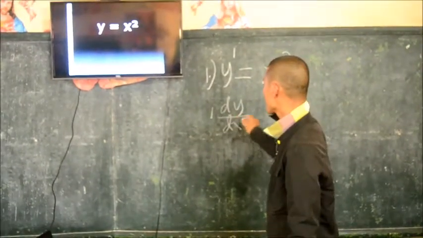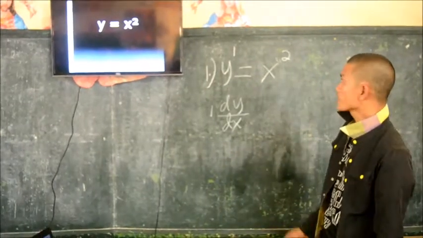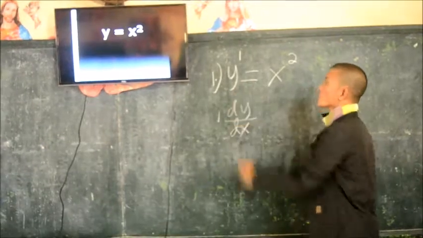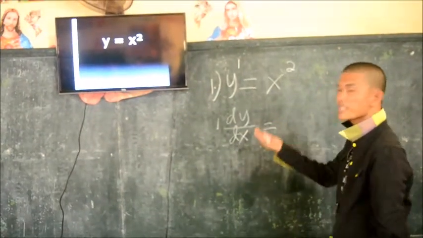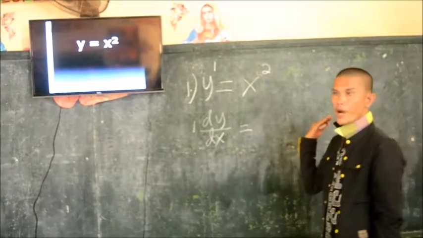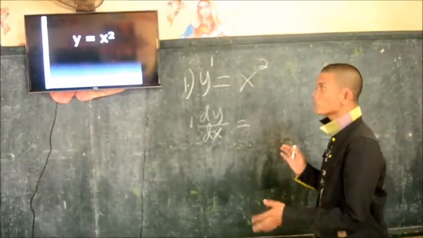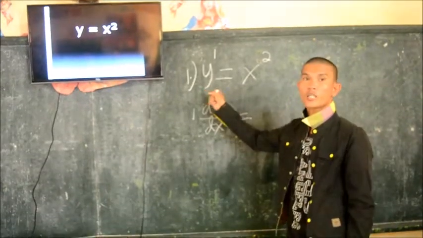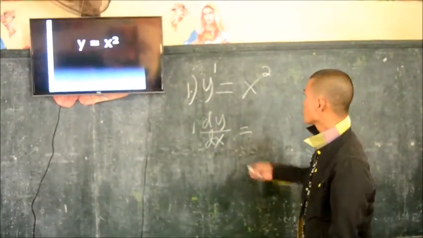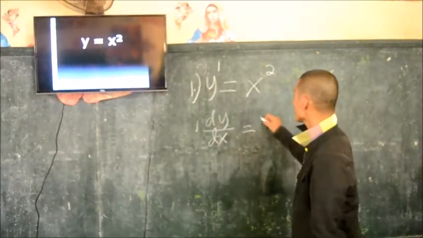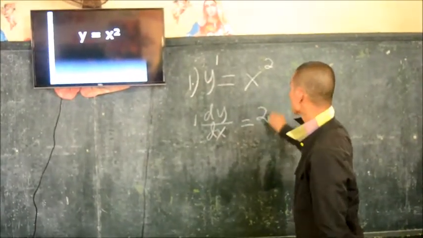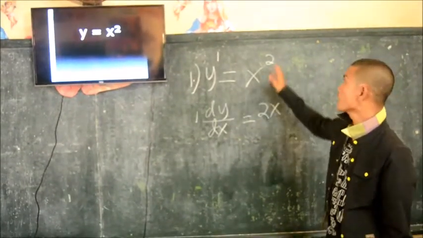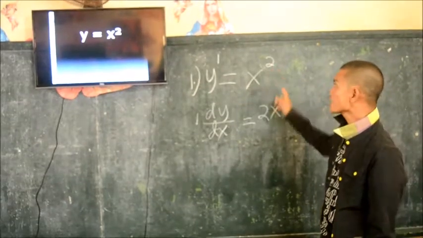Okay, next, since the right part has no y, because we need to take the derivative only if it has a y variable, dy over dx is equal to 2x. Okay, so why is it that this becomes 2x? Because the derivative of x squared is 2x.